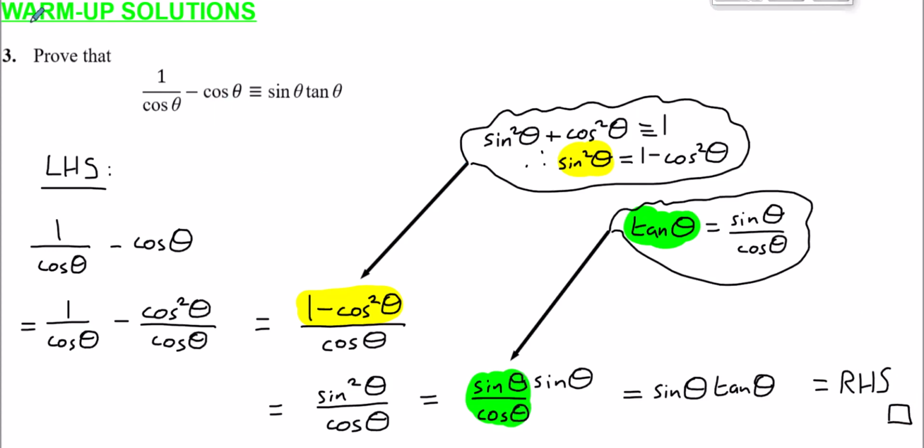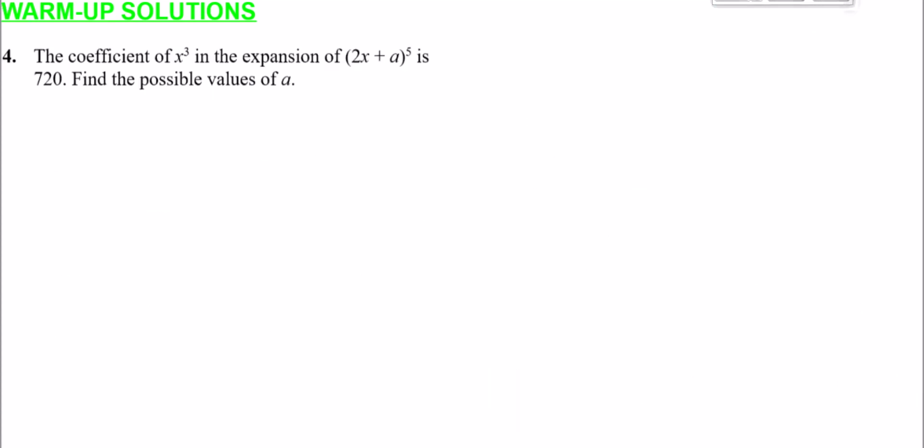So now we can have a look at the final warm-up question, question 4. Question 4, we're talking about the binomial expansion. We've got the coefficient of x cubed in the expansion of (2x + a) to the power 5 is 720. So find the possible values of a. So if we recall the binomial expansion, how we do it, okay, it's a power 5.